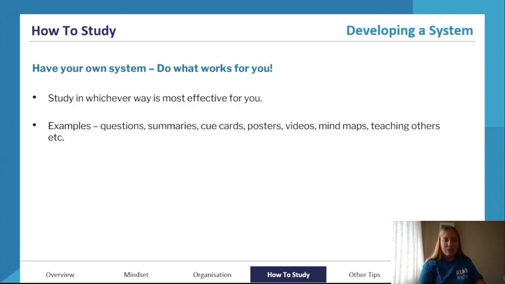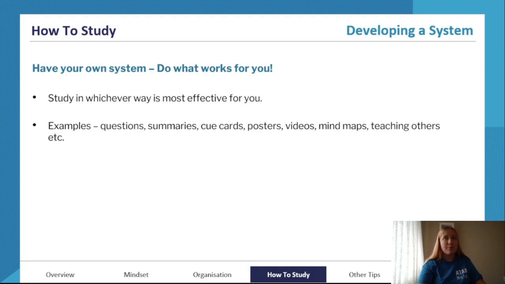So doing practice questions, creating summaries of your notes and chapters in your book, developing cue cards for theory, posters, videos, mind maps, teaching other people or talking about your subjects, and so on and so forth. This would be a long list, but these are some of the main ones. I personally found that keeping really good notes helped me a lot.